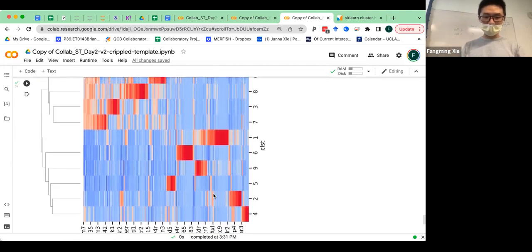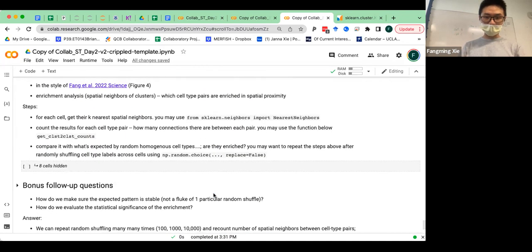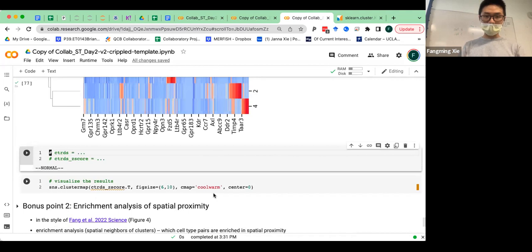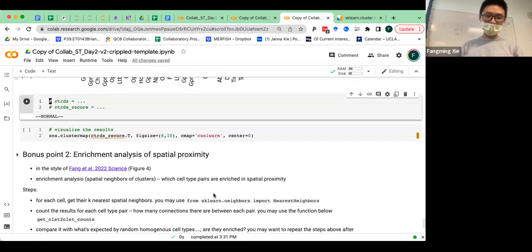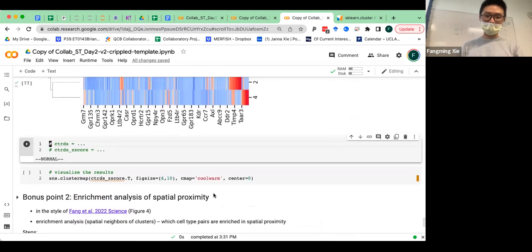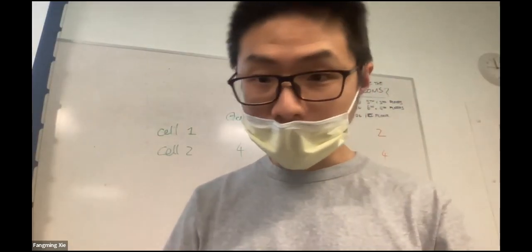Yeah, that's what I'm going to talk about for clustering. Again, in the end, there was bonus point 2, which is about enrichment analysis of spatial proximity. I guess that's where we are at.